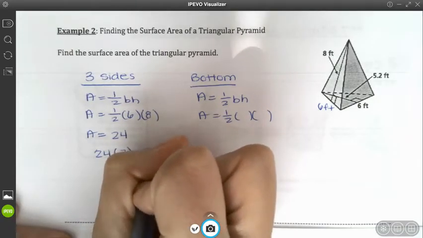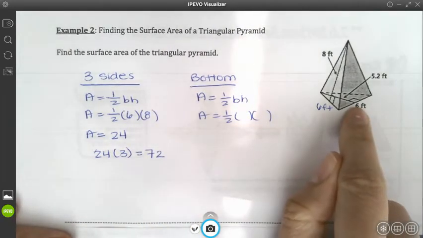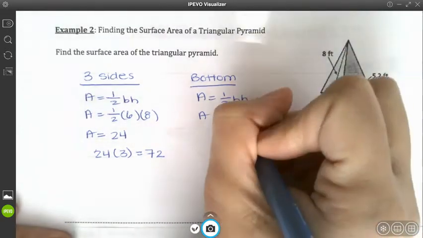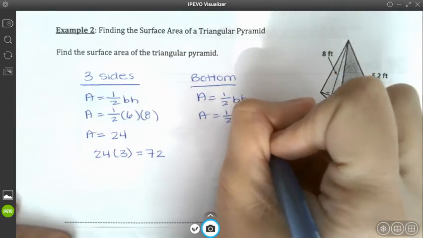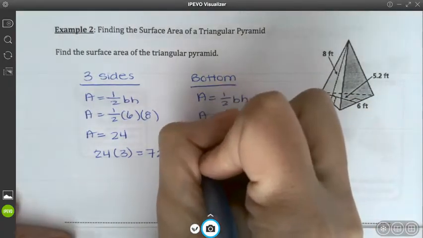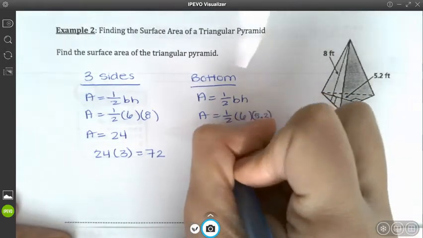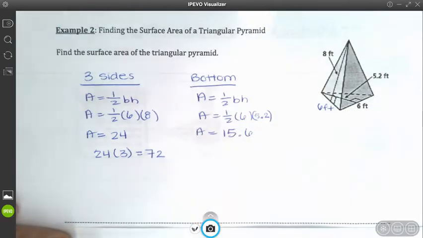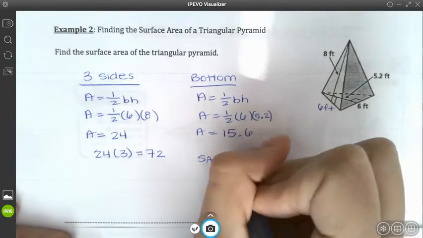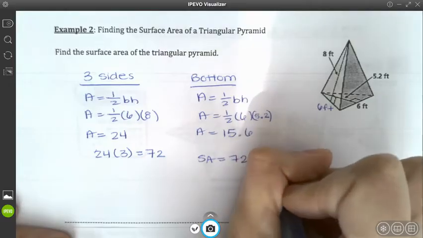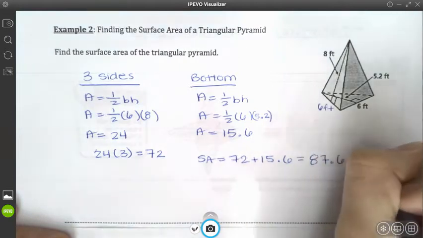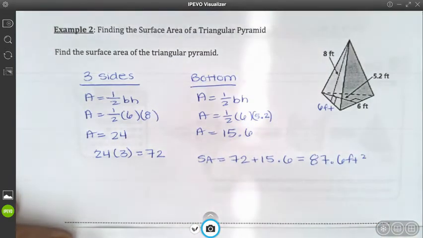72. And then for the bottom, I'm looking for the right angle on the bottom. That gives me 6 and 5 2/10. And that leaves me with 15 and 6/10. Now my final step, I just add the areas together. So 72 plus 15 and 6/10 gives me 87 and 6/10 feet squared.